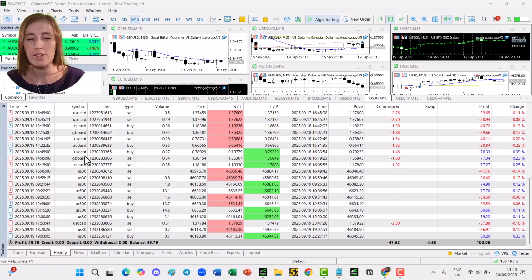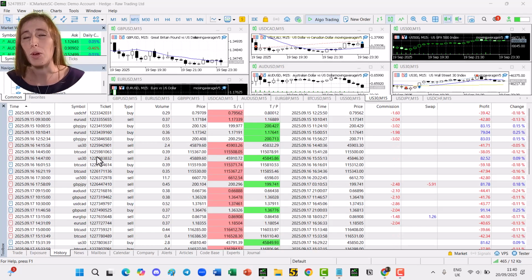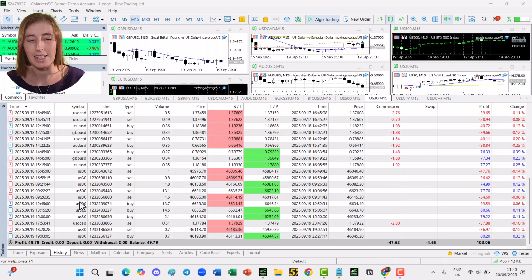First of all, I'm going to just review what the results were from the last week of trading, the 15th of September to the 19th. As you can see, it was a profitable week. I made $102 minus commissions, and the swap gave me just shy of $50 profit.